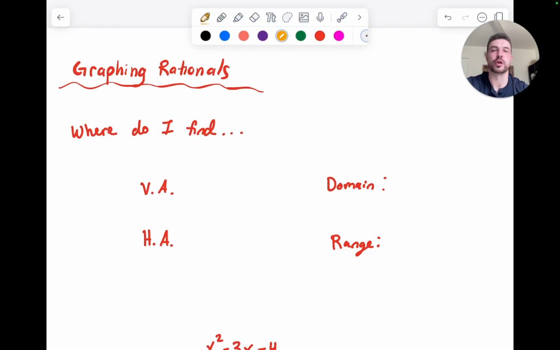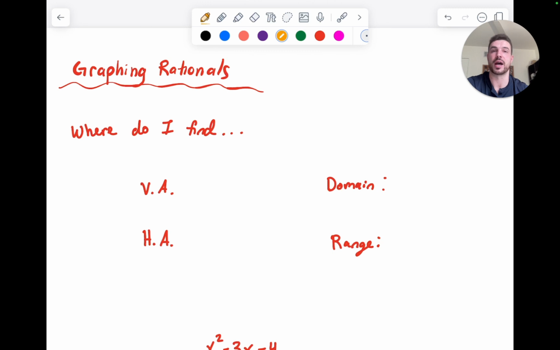Today what we're going to do is work on graphing rational functions. In order to do that, we need to keep in mind some of our key characteristics, which we are going to talk about first. Now, if you look at this as one big picture, it's a lot of work to try to memorize where each of these things is going to come from.